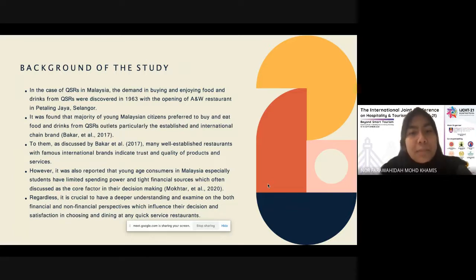To them, as discussed by a previous study in 2017, many well-established restaurants with famous international brands indicate trust and quality of product and services. However, it was also reported that young consumers in Malaysia, especially students, have limited spending power and tight financial sources, which is often discussed as the core factor in their decision making. Regardless, it is crucial to have a deeper understanding and examine both financial and non-financial perspectives which influence their decisions and satisfaction in choosing and dining at any quick service restaurant.